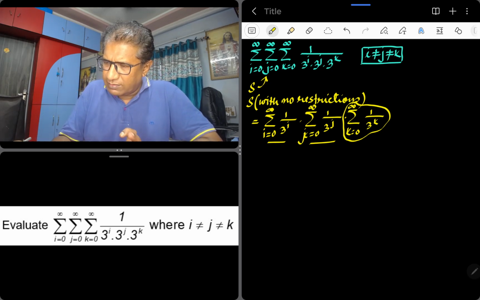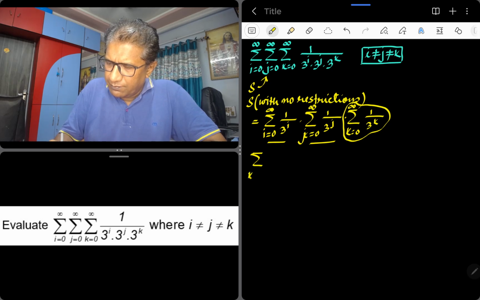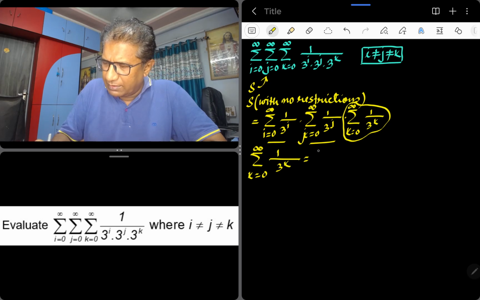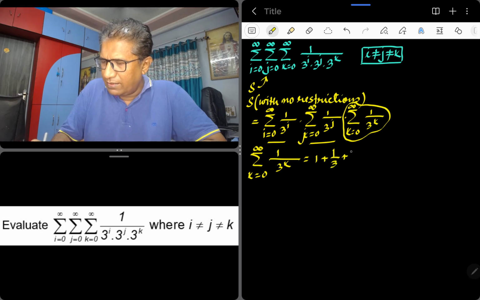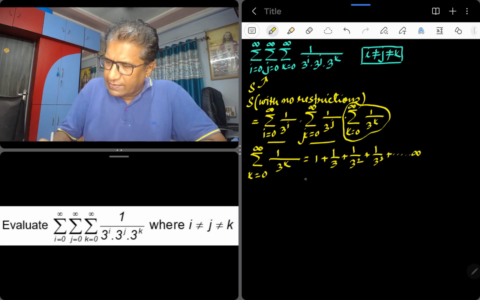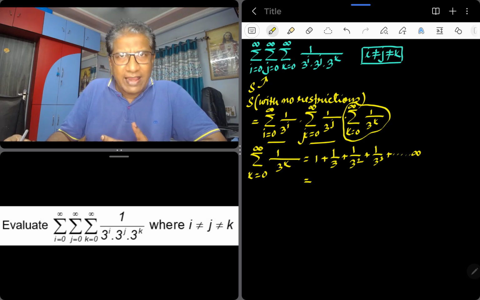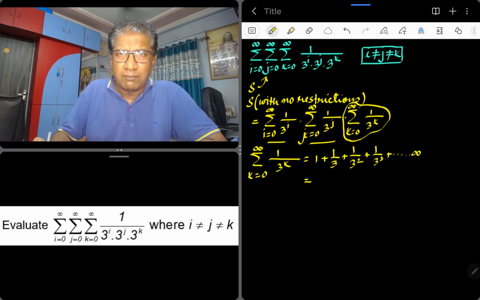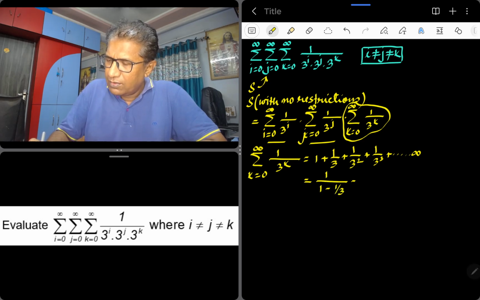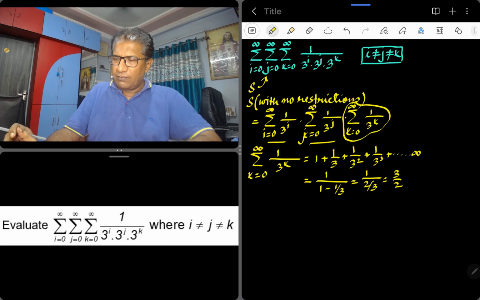So what is the sum of this? Sigma 1 by 3 to the power k, इसका मतलब है if I start from 0, it is going to have 1 plus 1 by 3 plus 1 by 3 square, 1 by 3 cube, and this thing goes on till infinity. So this is actually an infinite GP series, so I am applying the sum formula, which is a divided by 1 minus r. So it is coming like 1 upon 2/3, it means 3 by 2, right?